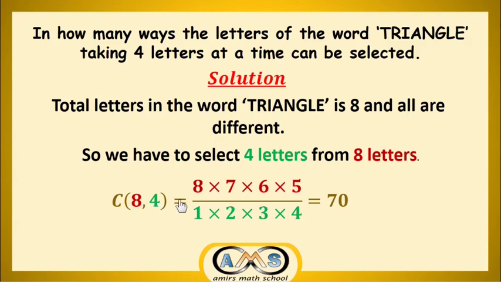C84, which is equal to, according to the shortcut rules, first we have to write the multiplication form of factorial of this value r, that is 4, that is 1 into 2 into 3 into 4. So here we write 4. Then we have to write the multiplication form of the factorial of 8 in descending order up to this 4th term, that is 8 into 7 into 6 into 5, which will give the value 70, which is our result. So there are 70 ways the letters of the word triangle taking 4 at a time can be selected.